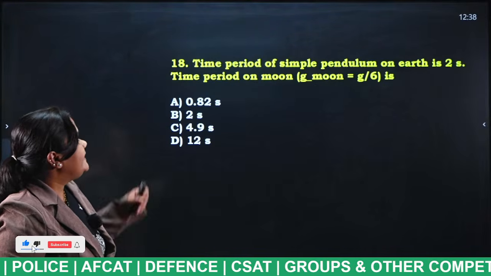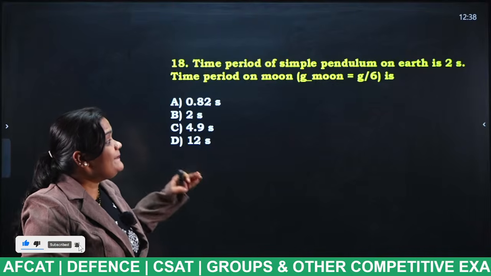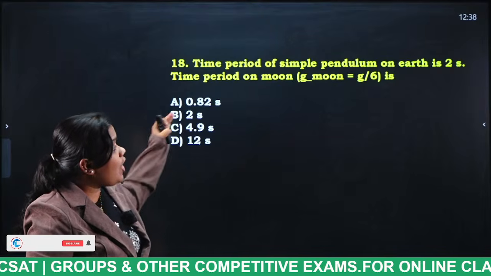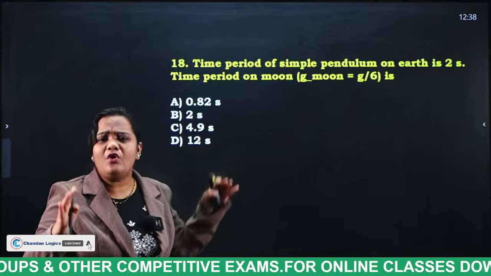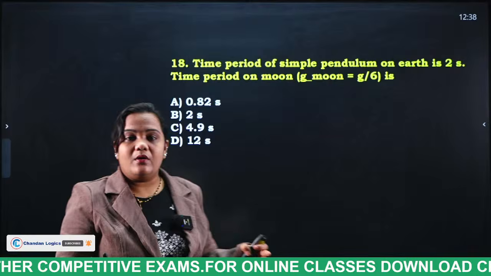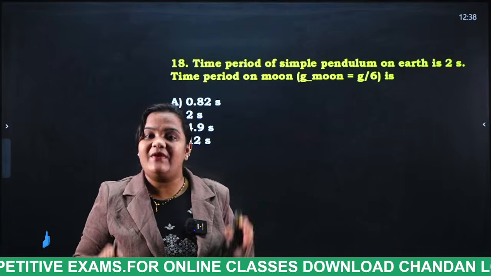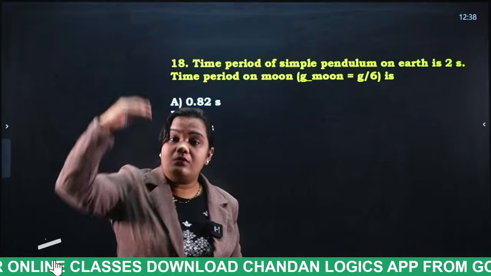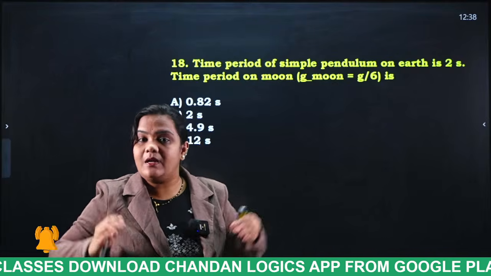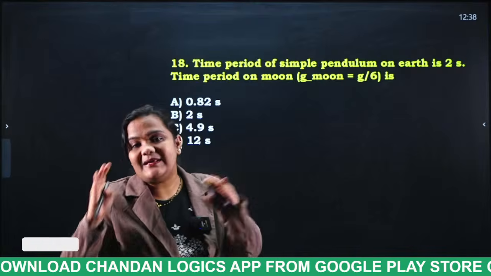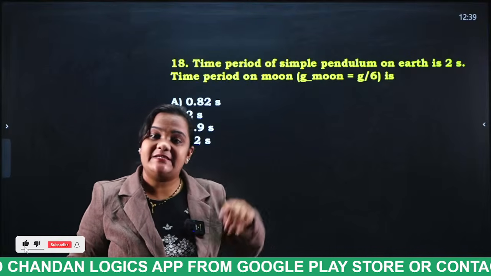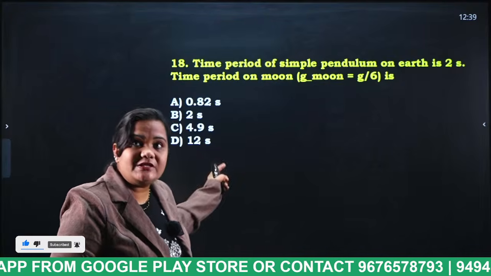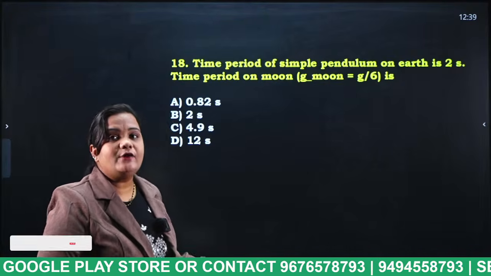Next. Time period of a simple pendulum on earth is 2 seconds. Time period on moon, we already know that. Do you know one thing, students? For example, here my weight is x kgs. So when I go into space, my weight will be my weight by 6. You all know very well, I have discussed many times. In a similar way, try to solve this problem, students.